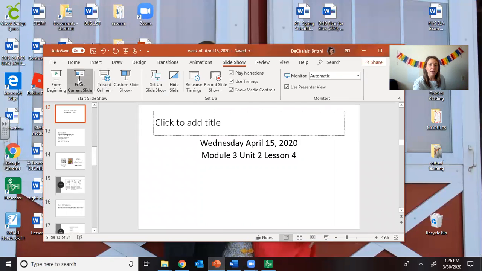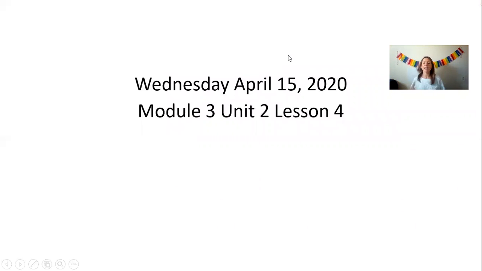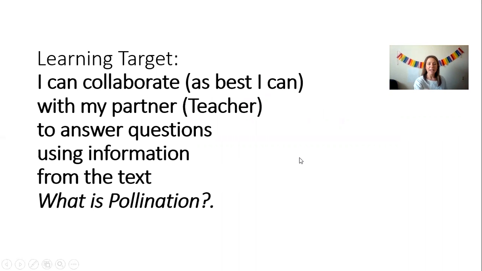All right, today is Wednesday, April 15th, 2020. We are on Module 3, Unit 2, and today we'll be working on Lesson 4, okay? So let's read our target. Our learning target today is: I can collaborate as best as I can with my partner. I'm your partner today. You're all so lucky. We will answer questions using information from the text, What is Pollination? So again, friends, we are going to use our text to answer specific questions about pollination.